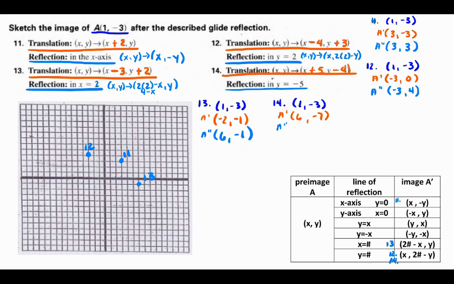So for problem 14, we're back down here to y equals a number. So our ordered pair is going to change by keeping the x-coordinate the same and doing 2 times the number -5, which we got from our equation, minus y. So this is going to be -10 minus y. So we leave the x-coordinate the same, and -10 minus -7 is -3. So this one is at 6, -3. So do your translation, and then use your translation answer with your reflection.